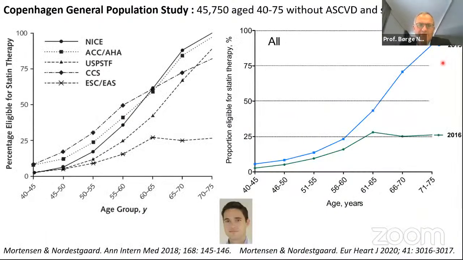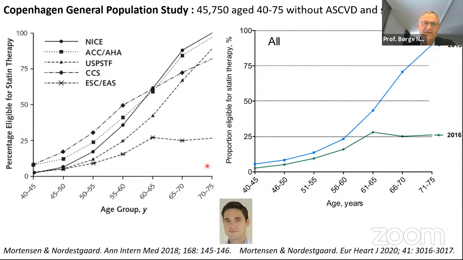Here's a couple of papers that I did together with Martin Mortensen, also from Denmark, where we tried to compare the five major guidelines in the world for prevention of atherosclerotic cardiovascular disease: the ESC guidelines, as I showed you before, the Canadian guidelines, the main American guidelines, ACC/AHA, and the UK NICE guidelines. And what it shows here is the percentage of individuals eligible for statin therapy as a function of age groups from 40 to age 75.